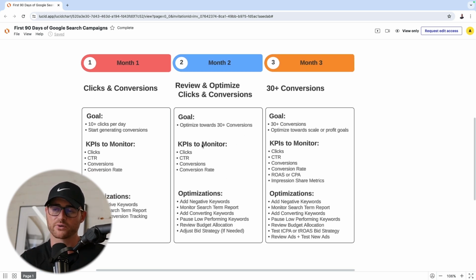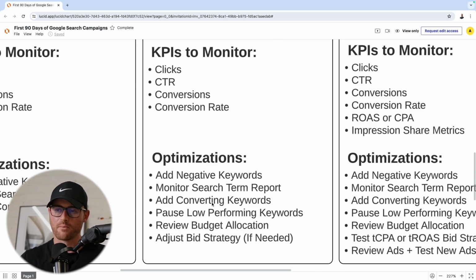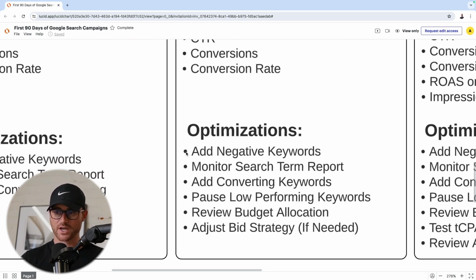KPIs you should be monitoring month 2. Clicks, click-through rate, conversions, conversion rate. Same as month 1. Not much is changing there right now. Now, optimizations go a little further. So month 2 optimizations, adding negative keywords, monitoring search term report. We already know that. However, you probably have enough volume now in month 2. While you're monitoring and reviewing the search term report, not only are you adding negative keywords, but you're going to be adding converting keywords as well.